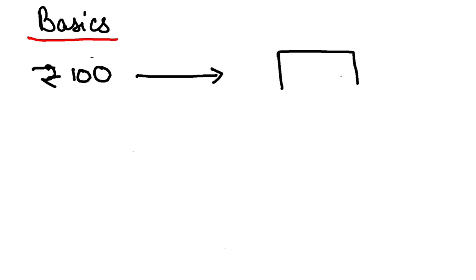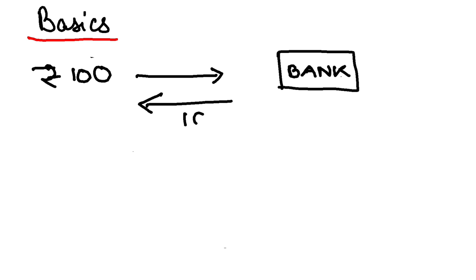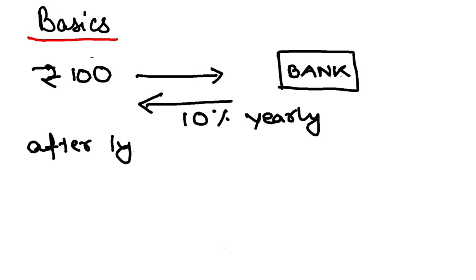Hello students, we are going to start a new chapter, simple and compound interest, but in this video we are going to learn the basics only. So imagine that you have rupees 100 along with you and you decided to save this money. So what you did, you went to a bank and said, okay fine, I want to deposit the money in your bank. The bank in reply said you can deposit the money, and if you deposit we will give you 10% yearly. Alright. So after 1 year, so assume that you have kept the money for 1 year.